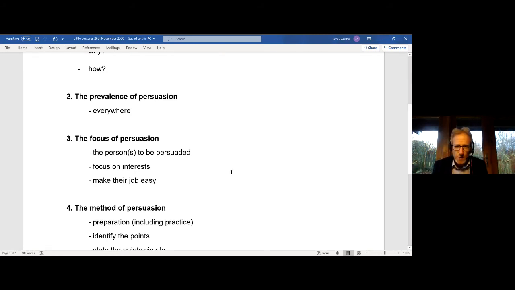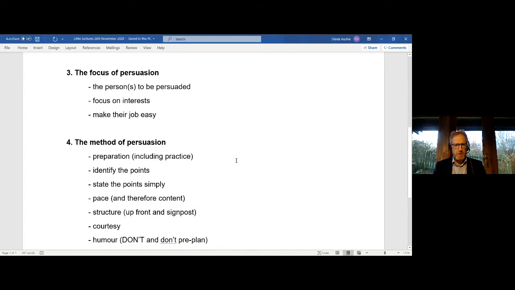It may sound obvious, and I bet you it does sound obvious to all of you, but actually it's not instinctive. And I think that's the problem here, and I'll come back to that a wee bit later. So that's what I want to say about the focus of persuasion. I want to spend most of my time, however, talking about the method of persuasion.